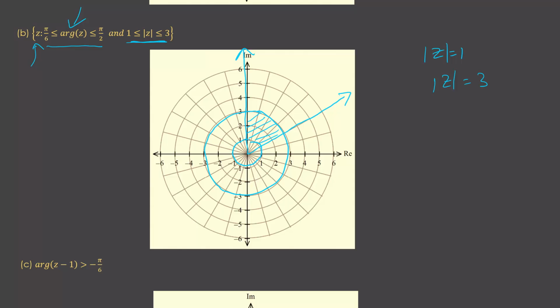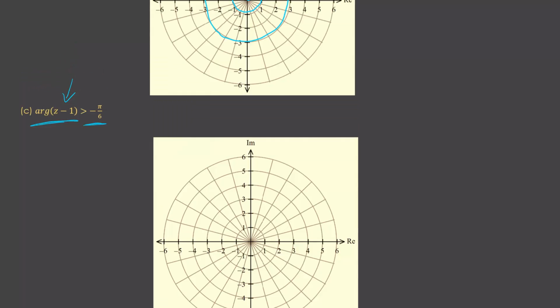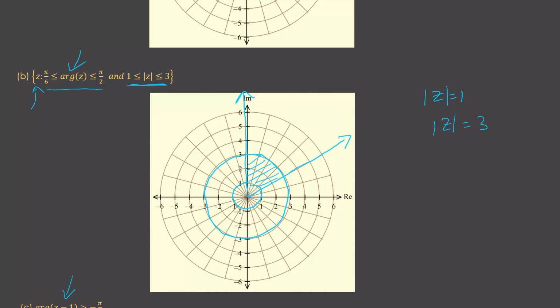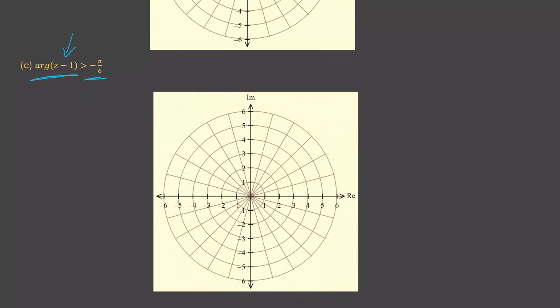And the final part of this example is arg of z minus 1 is greater than negative pi by 6. Well, with the z's, our ray started at the origin. Arg of z minus 1 is going to start at the point (1, 0). So in other words, it's going to be here.